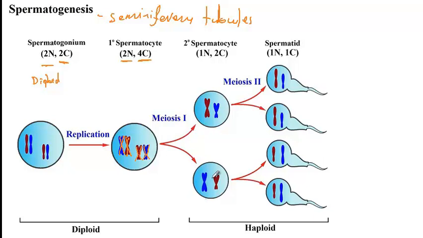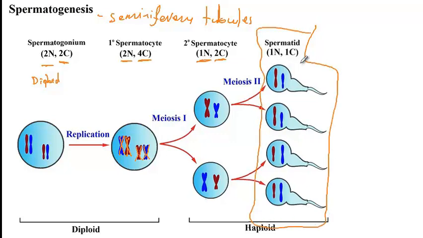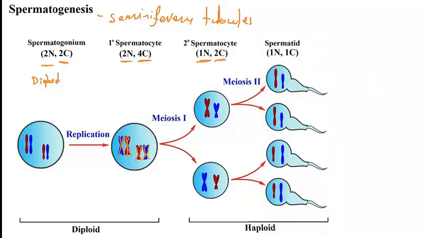After meiosis 1, homologous chromosomes will separate from each other. And so now we are having 1N, 2C, and this is called a secondary spermatocyte. And then finally, during meiosis 2, the sister chromatids now separate from each other, yielding 4 spermatids, which are 1N, 1C. All right, so again, just pay attention that the diploid definition refers to the presence of homologous chromosomes. So spermatogonium and primary spermatocytes are diploid, while secondary spermatocyte and spermatid are haploid.